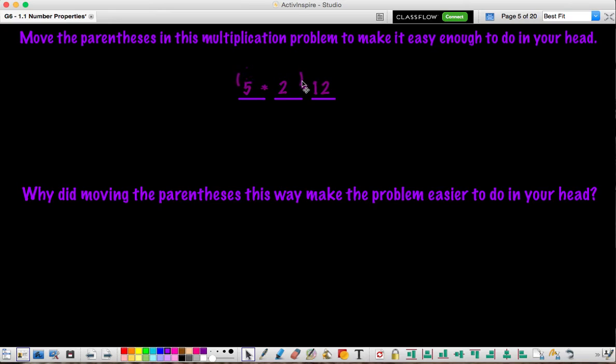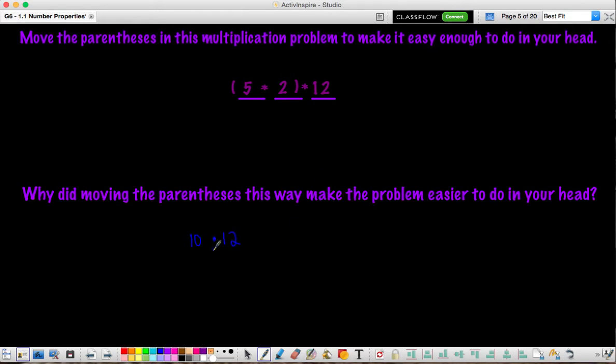All right, so I would move these parentheses over and do the 5 times 2 first. Now I want you to think about, why would we do 5 times 2 first? What does that get for us? Well, 5 times 2 gets us 10. So by doing that first, I'm multiplying by a multiple of 10, which is a lot easier to do.